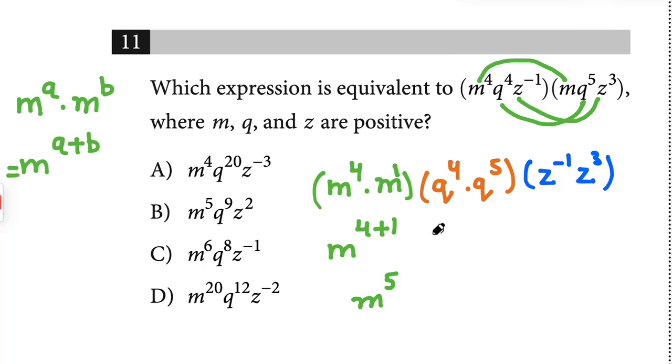Second is times q to the power 4 plus 5, q to the power 9, and the third one is z to the power -1 plus 3, z to the power 2. So m to the power 5, q to the power 9, z to the power 2. Okay, this is the one.